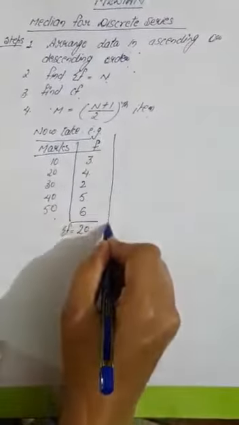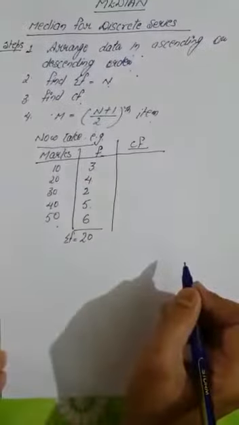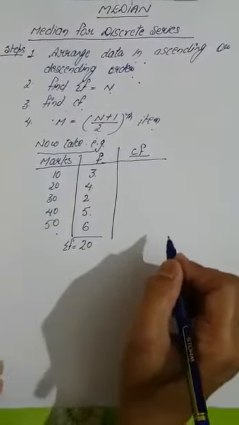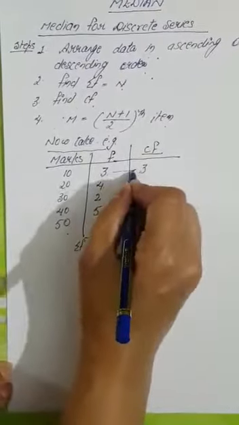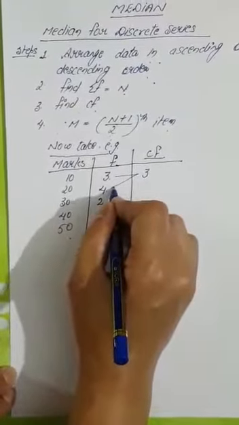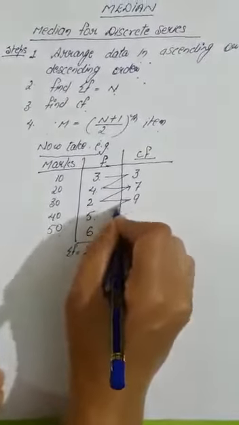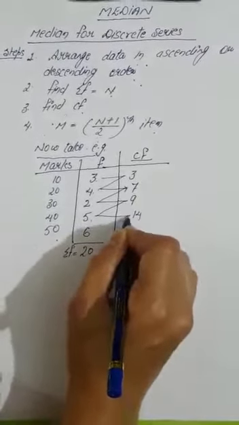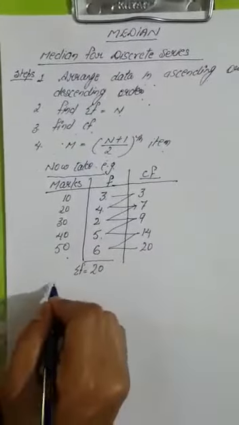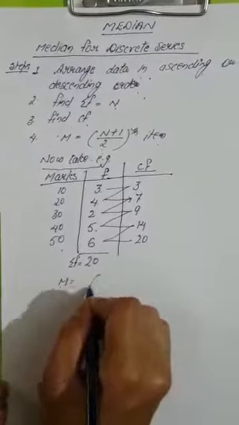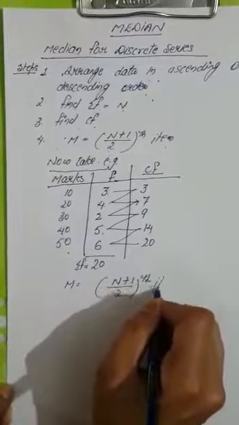Now the third step is to find the cumulative frequency. As you now know how to find the cumulative frequency: 3, then 3 plus 4 is 7, 7 plus 2 is 9, 9 plus 5 is 14, 14 plus 6 is 20. Now the last step is to apply the formula, that is the (n plus 1) over 2th item or observation.